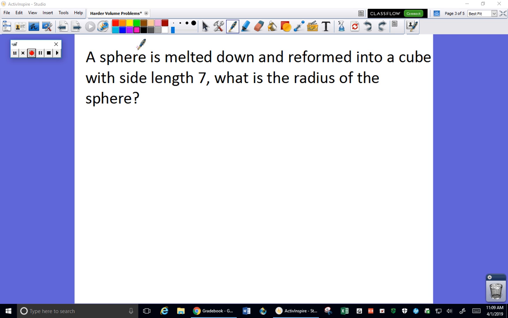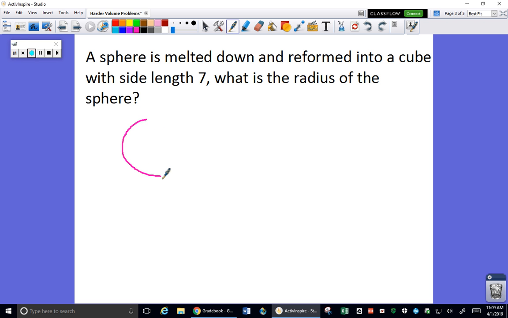Okay, so here we have a sphere, some type of something, a sphere, maybe putty, maybe plastic, maybe it's metal, something that can be melted. A sphere is melted down and reformed into a cube with a side length of 7. What is the radius of that sphere?